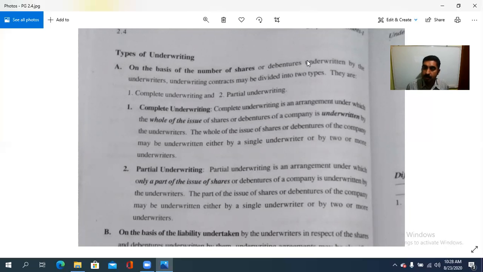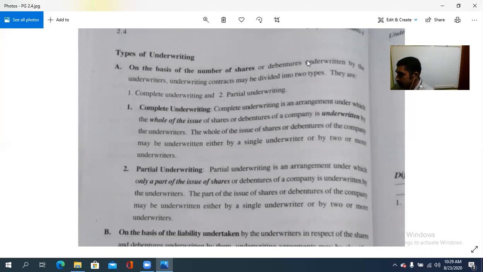You can know from the word itself what complete means. The whole portion of the shares or debentures that are not meant for public subscription is to be utilized. Partial means half. So complete underwriting is an arrangement under which the whole of the issue of shares or debentures of a company is underwritten by the underwriters. The whole of the issue may be underwritten either by a single underwriter or by two or more underwriters.